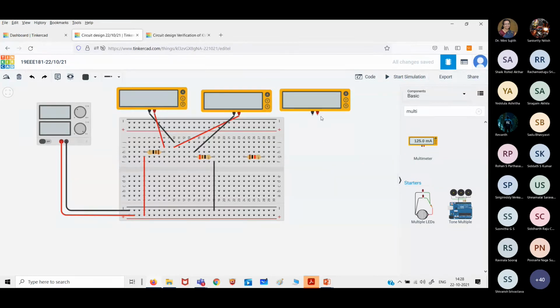Ma'am, space is not enough for me to keep the 3 multimeters at the same place. Don't keep it at the same place. You can select it, drag it, and move it aside. No problem, as long as your connections are right. You can keep it away also because you need to read. If you keep it together overlapping, it will be difficult for you to read what is the current, what are the voltages, like that. You can keep it slightly away also, no problem.